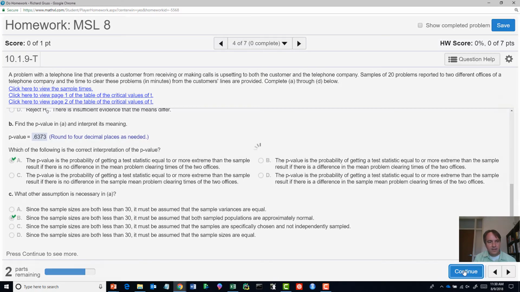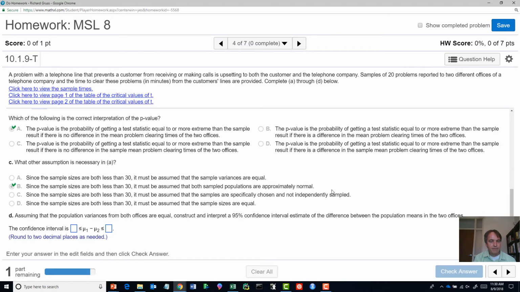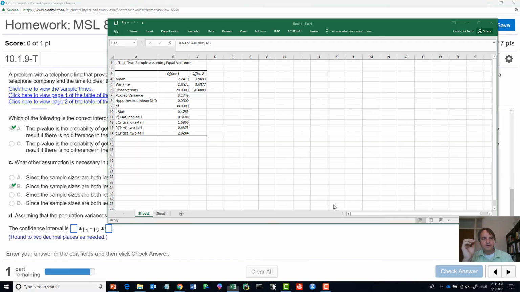Okay, so now we're getting to the part that I didn't actually mention in any of the video lectures, but it was part of your reading, and that's putting a confidence interval on the difference between two population means. Let me just direct you to the part of your reading that had this.